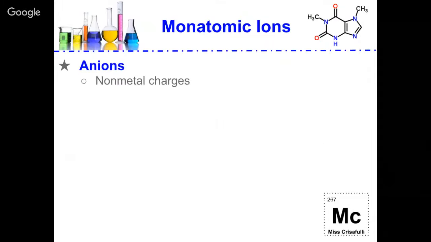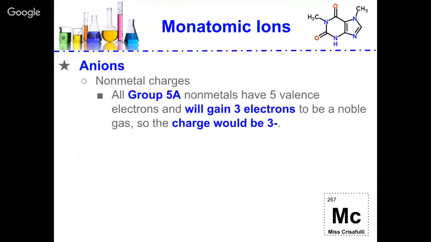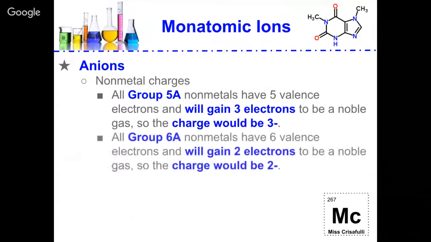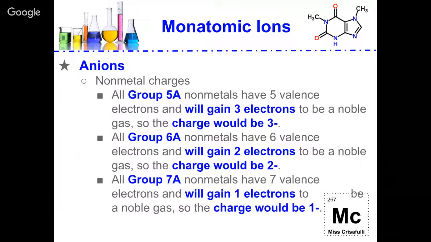So let's look at nonmetal charges. All group 5A, which is group 15 on your periodic table, have 5 valence electrons, so they will gain 3 electrons to be a noble gas, so their charge will be 3-. Group 6A have 6 valence electrons. Remember, these are the elements in group 16. They will gain 2 electrons to be a noble gas, so their charge will be -2. And group 7A, which is group 17 on your periodic table, have 7 valence electrons and will gain 1 electron to be a noble gas, so its charge will be -1.